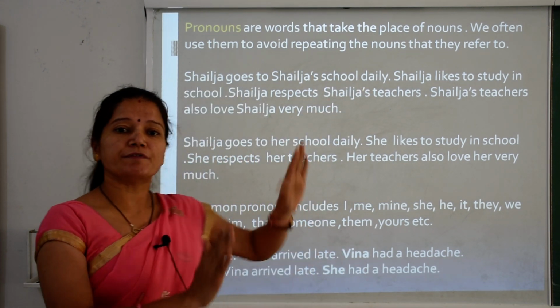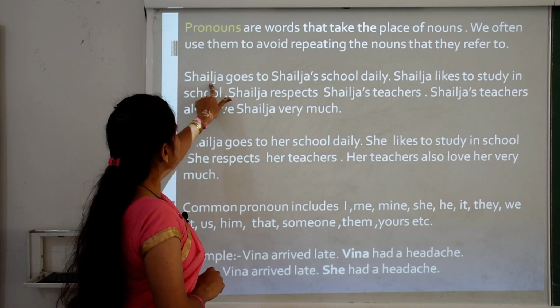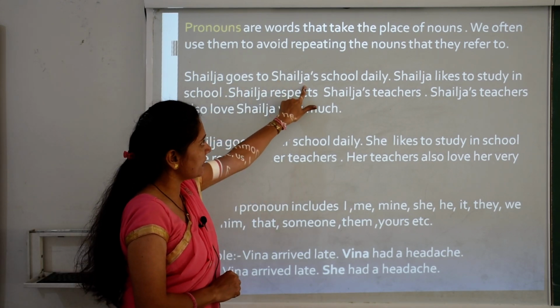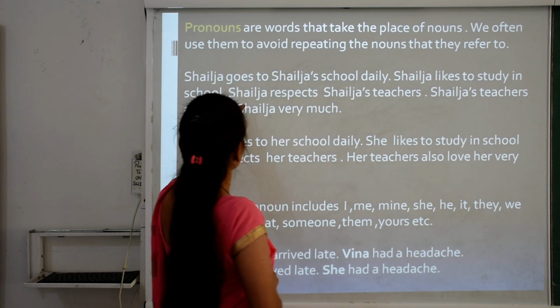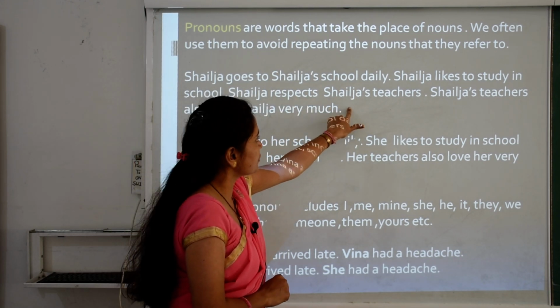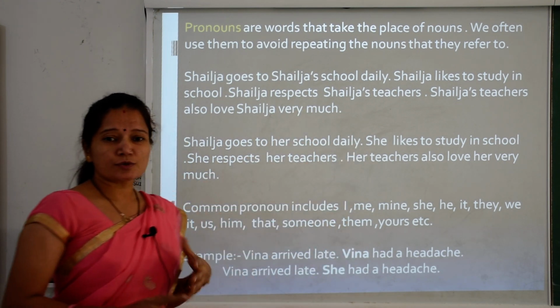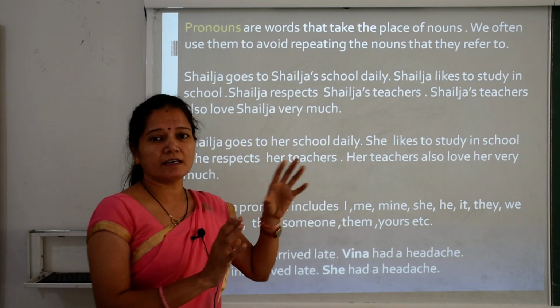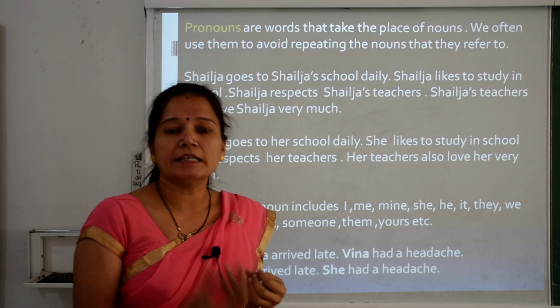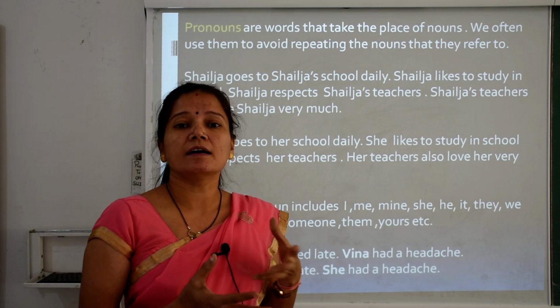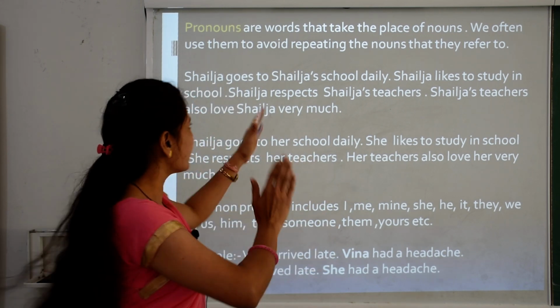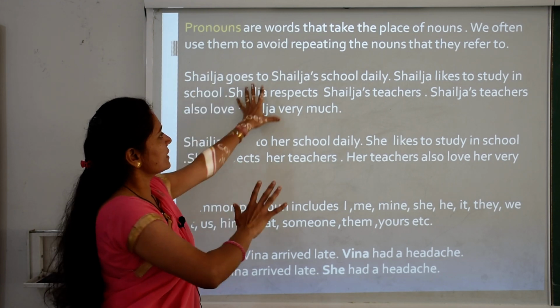Let's understand this with one example. Shelja goes to Shelja's school daily. Shelja likes to study in school. Shelja respects Shelja's teacher. Shelja's teacher also loves Shelja very much. So students, don't you think it is very uneasy to read? It is very irritating and difficult to understand, because again and again I am saying Shelja, Shelja, Shelja.